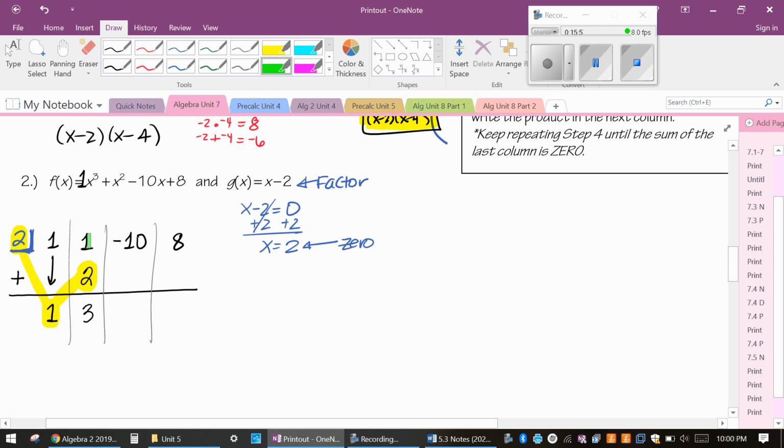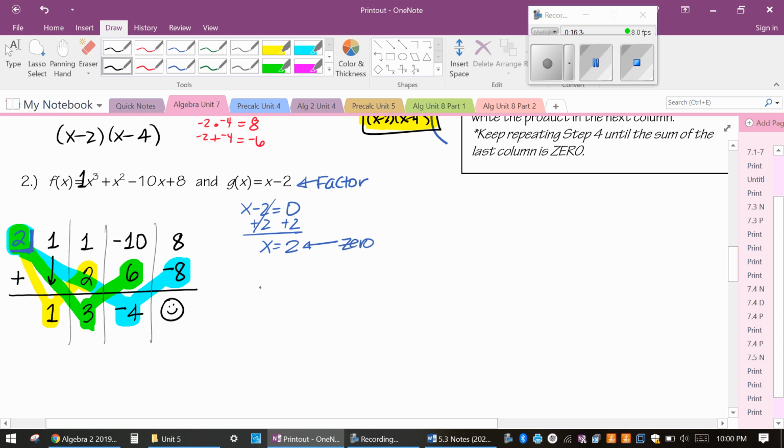Now I'm going to follow the same steps. 2 times 3, and put it in my next column. So multiply 2 times 3, put it here, that gives you 6, and then add. Negative 10 plus 6 is negative 4. Remember, it's ma, ma, ma. So now I'm going to multiply 2 times negative 4. That gives me negative 8. And you should obtain a sum of 0 for the problems that we're doing this year.